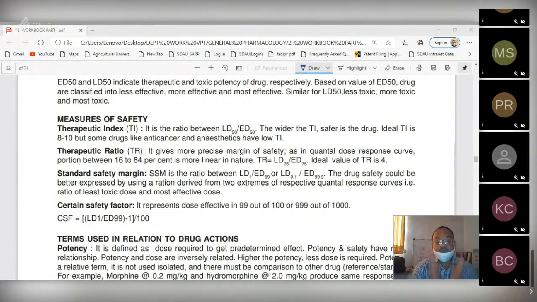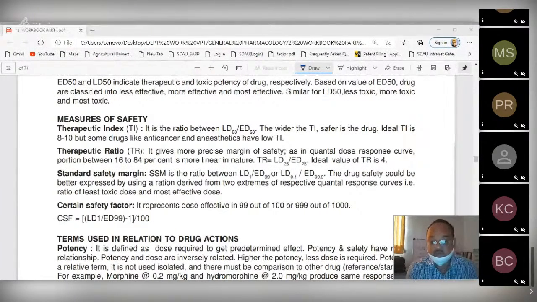The drug safety could be better expressed by using the ratio derived from two extremes of the respective controlled response curve. Because of these reasons, it is considered very useful. Then the certain safety factor, CSF, represents the dose effective in 99% out of 100 or 999 out of 1000. So this is the formula of the CSF.